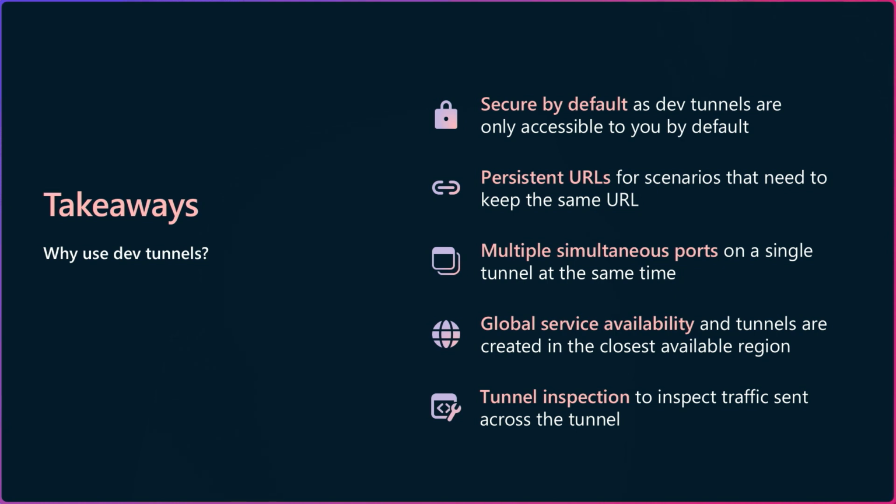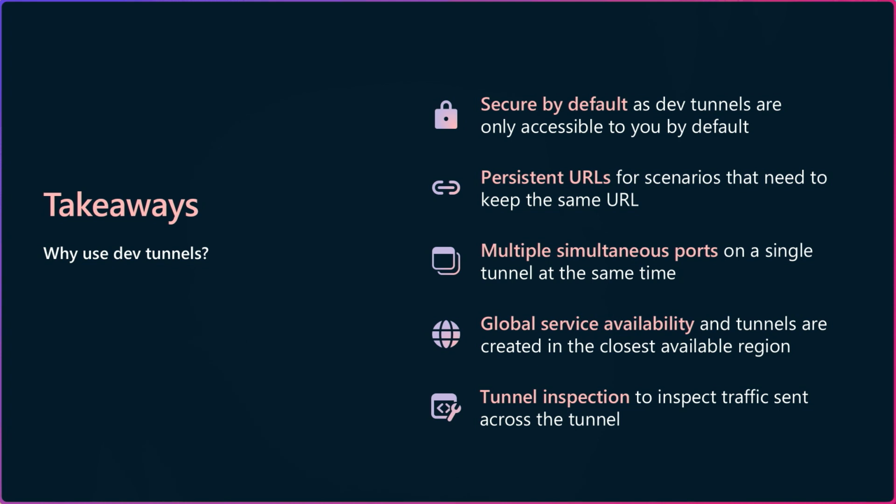We also support persistent URLs for scenarios that need to keep the same URL. So if you're developing webhooks, or if you simply want to keep the same URL when you close Visual Studio and reopen it. We also support multiple simultaneous ports on a single tunnel at the same time. And we have global service availability. So tunnels are always created in the closest available region. So for example, right now, Jake and I are in Seattle, Washington. And if you noticed, the tunnels he created were in West US.